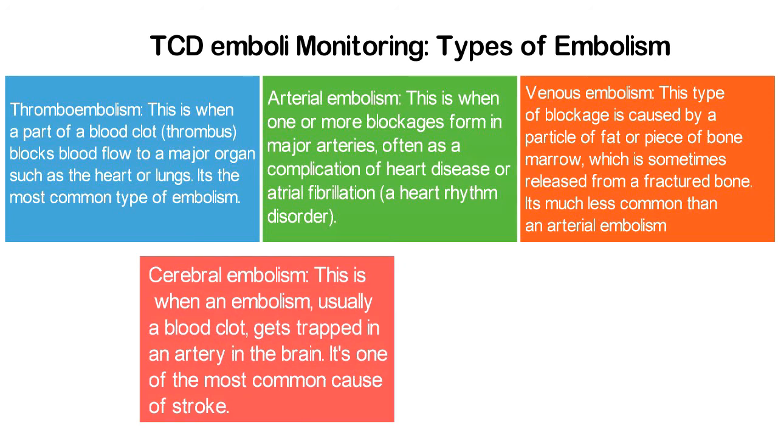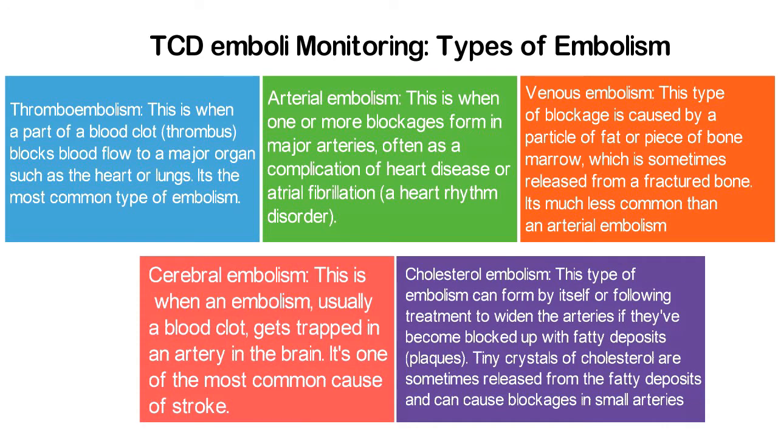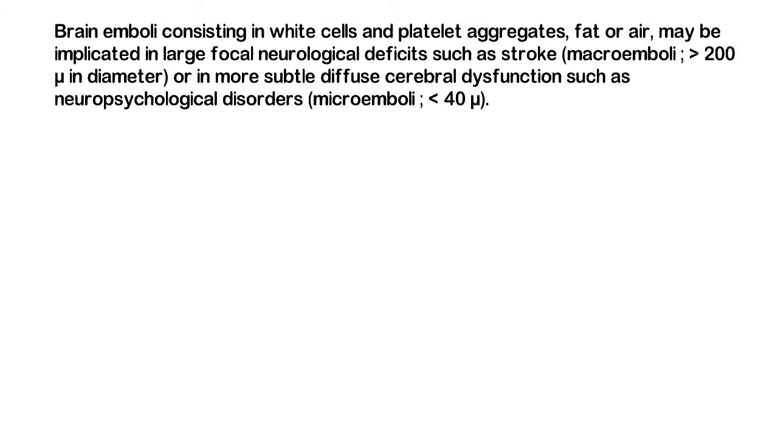Cerebral embolism: this is when an embolism, usually a blood clot, gets trapped in an artery in the brain. It is one of the most common causes of stroke. Cholesterol embolism: this type of embolism can form by itself or following treatment to widen arteries if they become blocked up with fatty deposits, plaques. Tiny crystals of cholesterol are sometimes released from fatty deposits and can cause blockages in small arteries. Brain emboli, consisting of white cells and platelet aggregates, fat or air, may be implicated in large focal neurological deficits such as stroke, macroemboli, less than 200 μ in diameter, or in more subtle diffuse cerebral dysfunction such as neurophysiological disorders, microemboli, less than 40 μ.